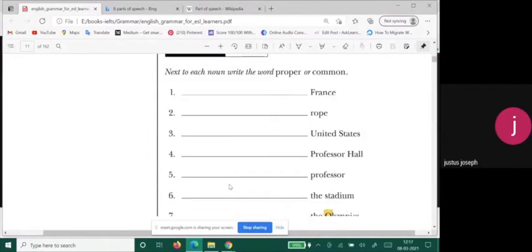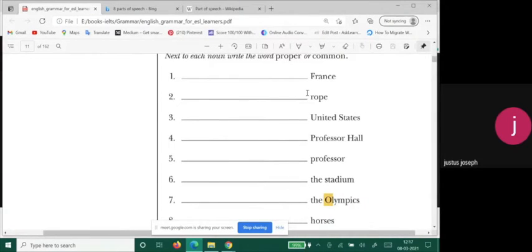Let's do one exercise. France, what is it? Proper or common? Proper. Rope, proper or common? Common. United States, proper. Professor Hall, why common? It's in capital letters. It's not a Professor Hall. It's a name of a person. Professor Hall. How did you identify that it is a name? By looking at the capitals.